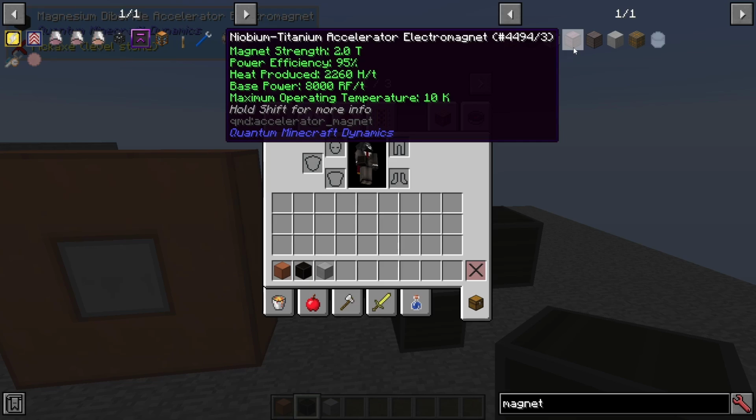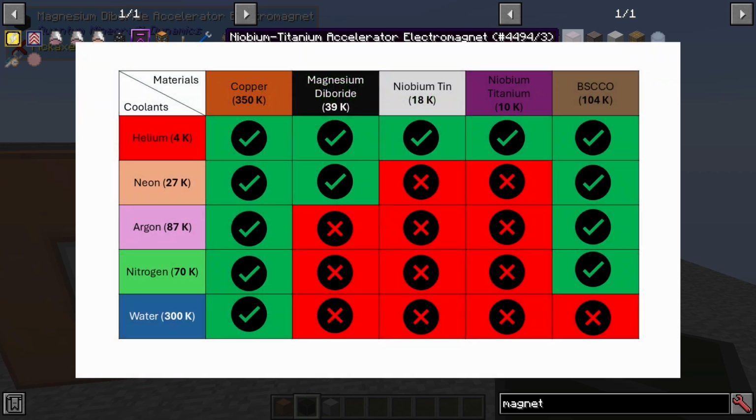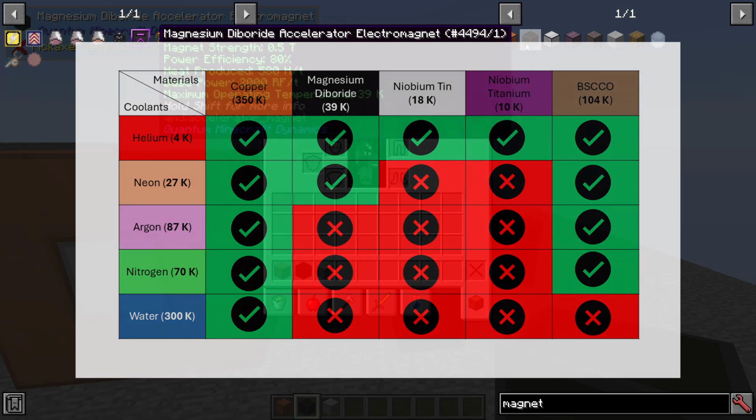I'm going to put a table on screen with the coolants we can use, as well as the components. And as you can see, the niobium tin components can only use helium, whereas if we didn't have it and we also used magnesium diboride, then we would be able to also use neon alongside helium.